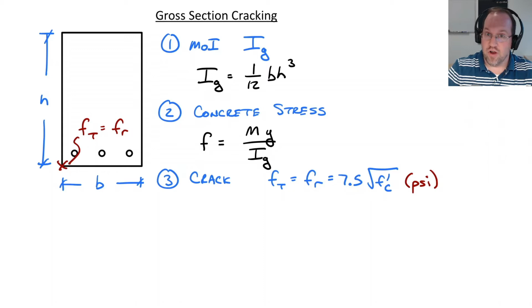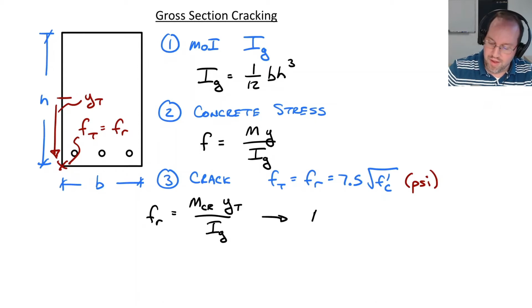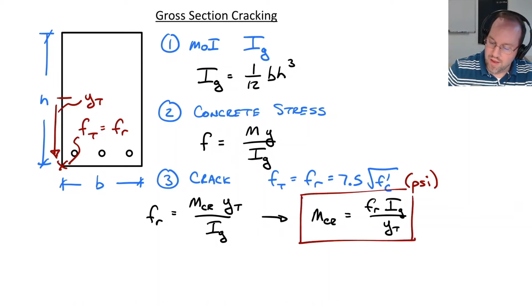So we'll rearrange our concrete stress equation. We have f sub r is equal to my cracking moment, M_cr, multiplied by y_t. That's going to be the distance from my neutral axis down to that tension fiber. And then divide that by I gross. Rearranging that equation gives me M_cr is equal to f_r times I_g divided by y_t. Perfect. So now we have a cracking moment. And maybe I'm also interested in my curvature at the point of cracking. If I want to draw my moment curvature diagram, we can go ahead and do that.